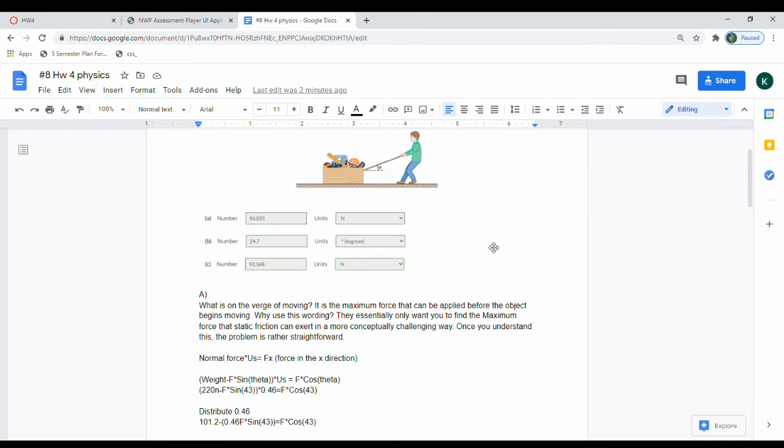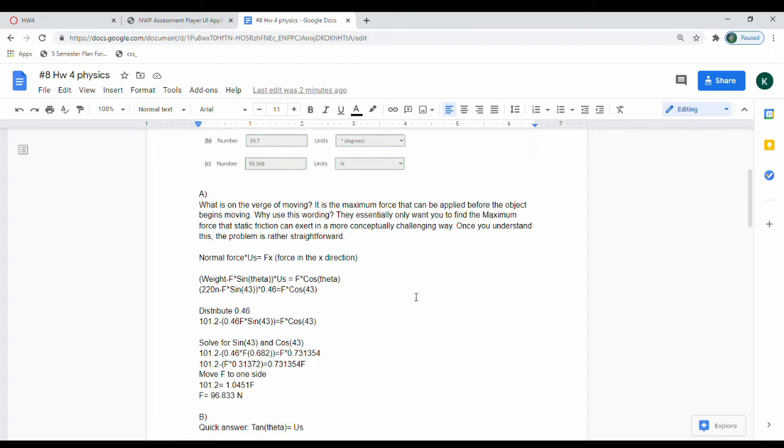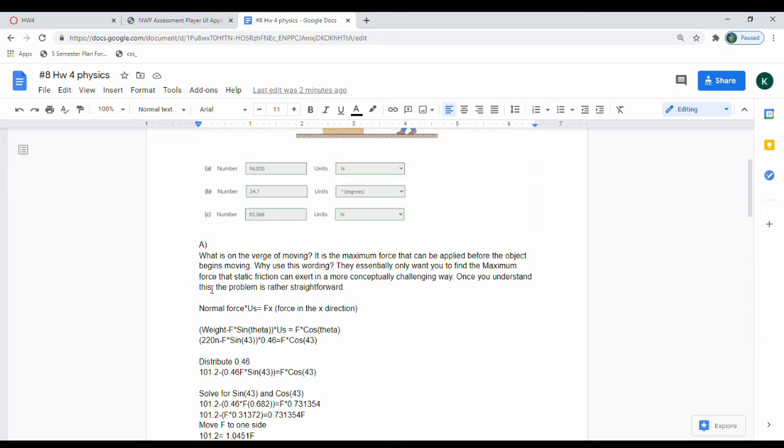We know how to find the force of friction. It's just normal force times the coefficient of static friction, which has to equal the force that's being pulled. But in this case, we can write normal force as the weight, which is given to us. But you have to remember, this guy is also pulling it up.